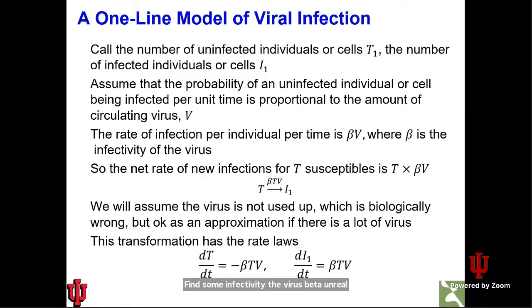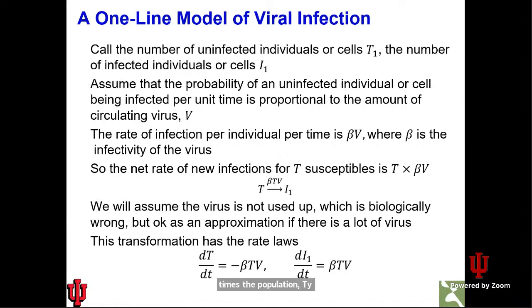Now, in reality, that virus has to be produced by something. And so the amount of virus would really depend on the number of infected individuals. But to begin with, we're going to assume that the amount of virus is just out there somehow. And we're going to say then that the rate at which we convert T to I1 is proportional to beta, the rate of infection, times the amount of virus, V, times the population, T.